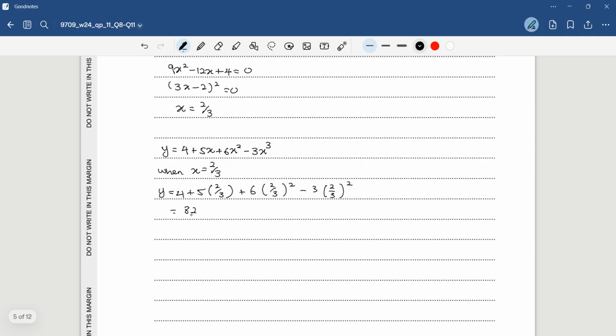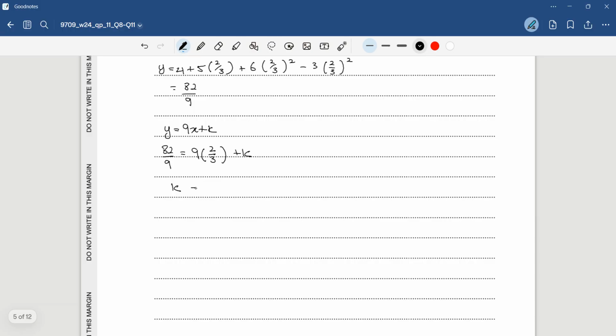Which is going to be 82 over 9. So it's given that y equals 9x plus k. So when x equals 2 over 3, y equals 82 over 9. So 82 over 9 equals 9 times (2 over 3) plus k. So your final answer k will be 28 over 9.